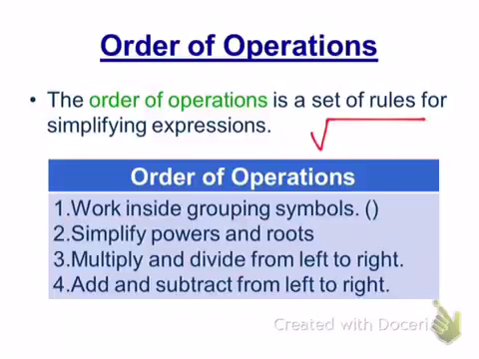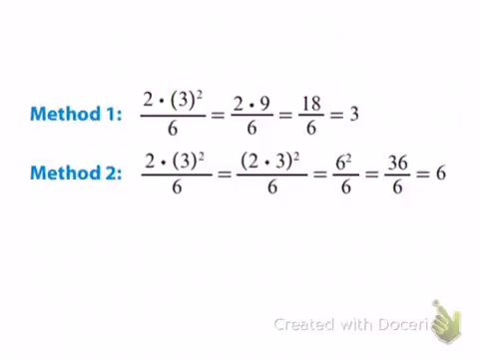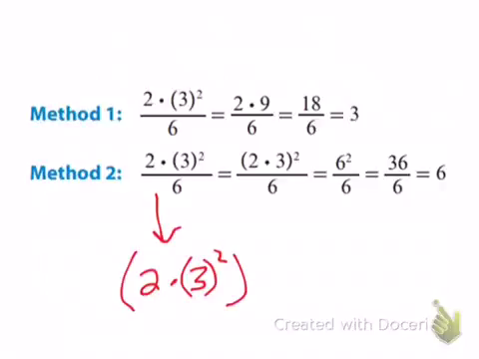That's an excellent question. Let's go back and have a look at that. If I were to rewrite this problem using parentheses instead of a fraction bar, here's what it would be: 2 times 3 squared, divided by 6. So that's how the fraction bar works as a grouping symbol. It groups everything in the numerator together. So when we do the numerator, we're actually doing what's inside a grouping symbol.